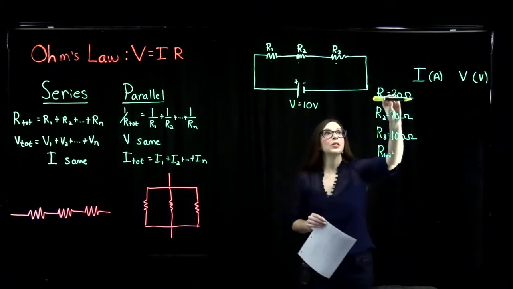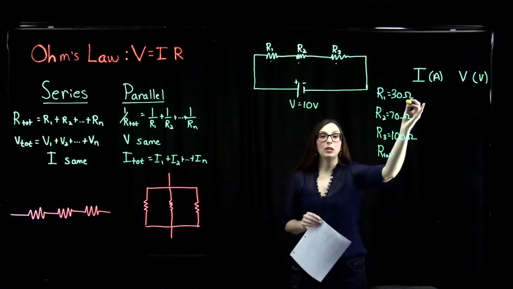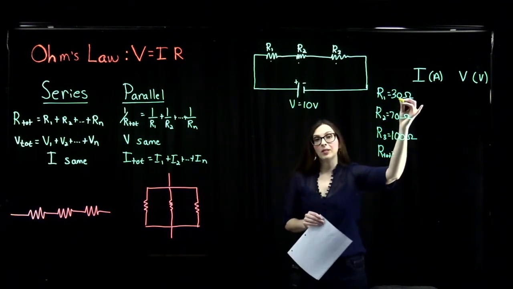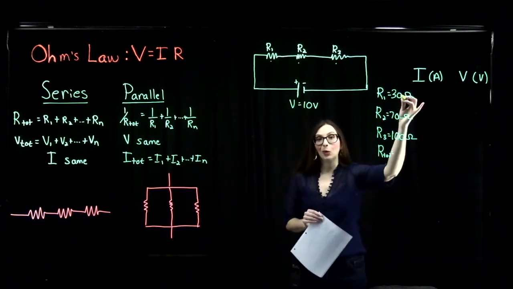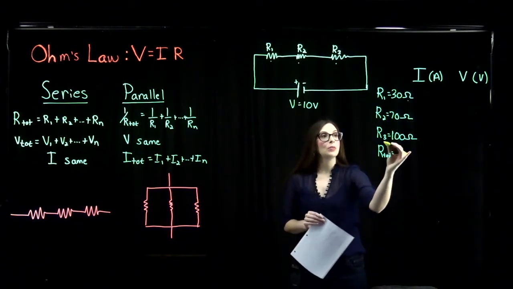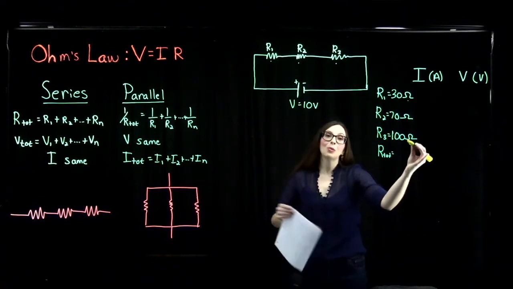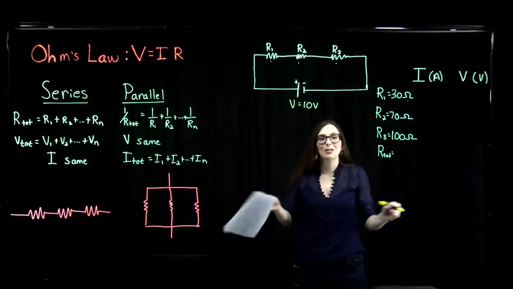So here I have resistor 1, which is going to be 30 ohms. The unit that we use for resistance is a capital Greek letter omega, but the unit is spelled O-H-M, ohm. Okay. Resistor 2 has a resistance of 70 ohms. Resistor 3 has a resistance of 100 ohms. The larger the resistance, the more it resists the flow of electricity.